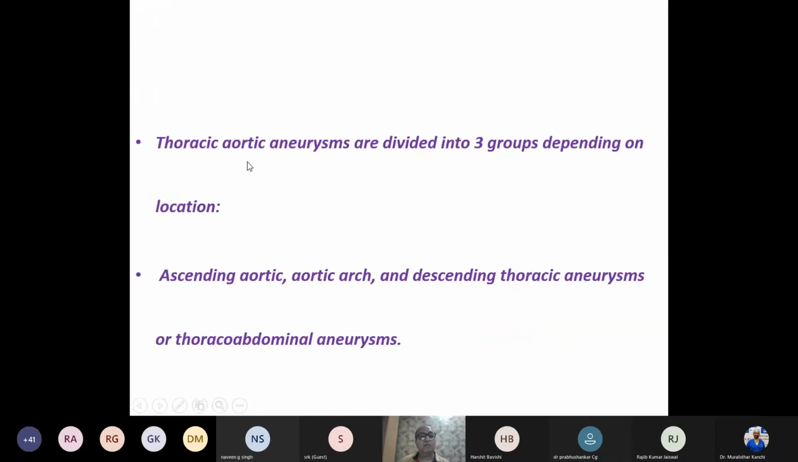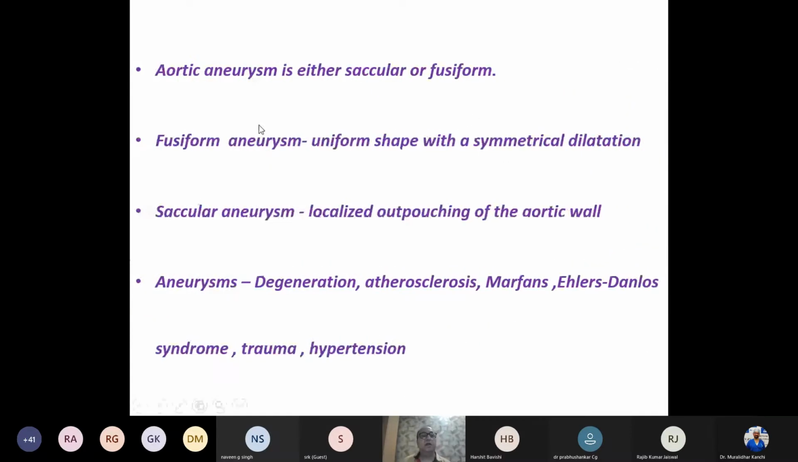Now, the thoracic aortic aneurysms are divided into 3. You can have aortic aneurysms in the ascending aorta, the aortic arch, and the descending aorta. Descending aortic aneurysms are also known as thoracoabdominal aneurysms. The aortic aneurysms can either be saccular or fusiform. Fusiform means they are uniform in shape with a symmetrical dilatation. A saccular aneurysm is a localized outpouching of the aortic wall, and one of the reasons for that is degenerative, or it can be because of hypertension, or atherosclerotic disease, or Marfan's or Ehlers-Danlos syndrome, or even traumatic in fact.